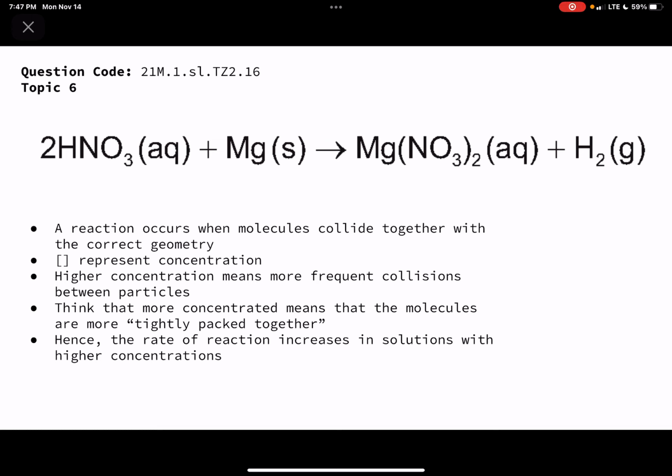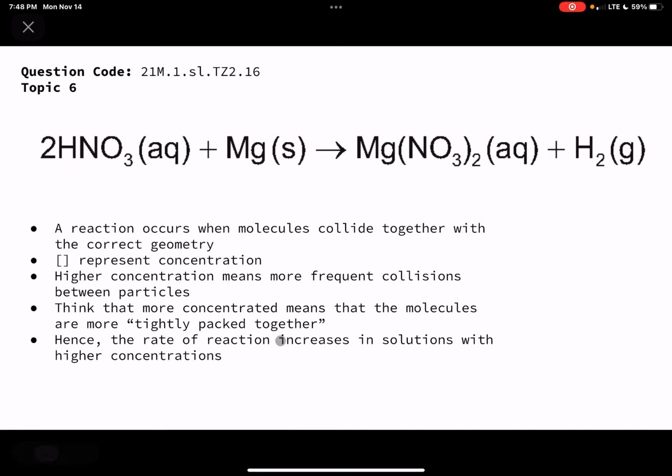Now, let's focus on the first part, which is the concentration. So reaction occurs when molecules collide together with the correct geometry. Now, higher concentration means more frequent collisions between the particles. Think about it in this very simplified manner. This is not a scientific explanation, but it will help you understand it. When there's a higher concentration, it means that the molecules are more tightly packed together. So this means that the higher the concentration is, the more frequent the collisions are.